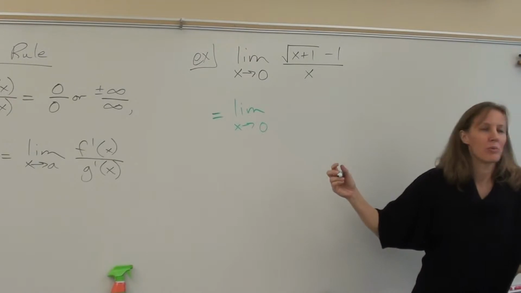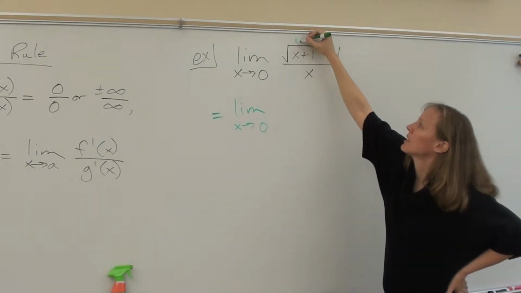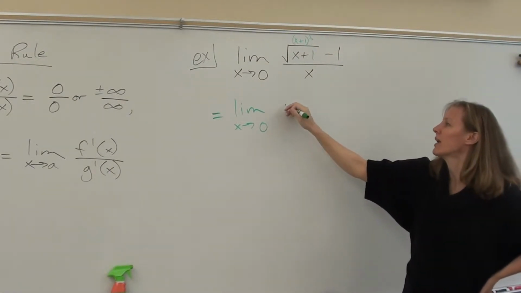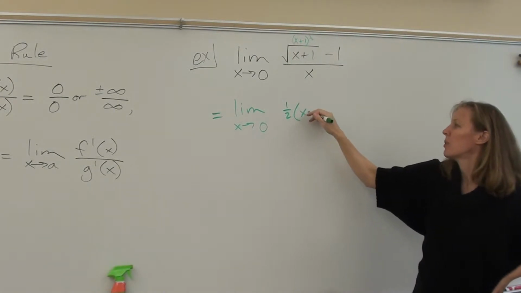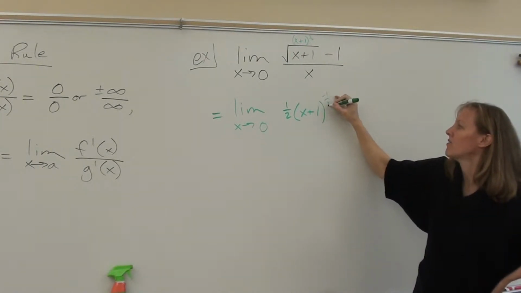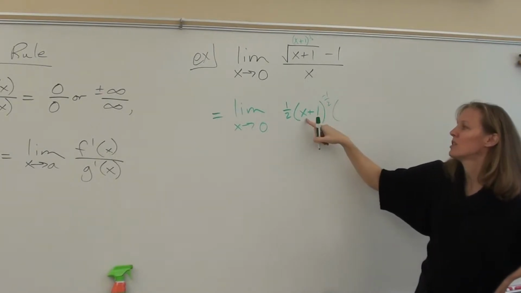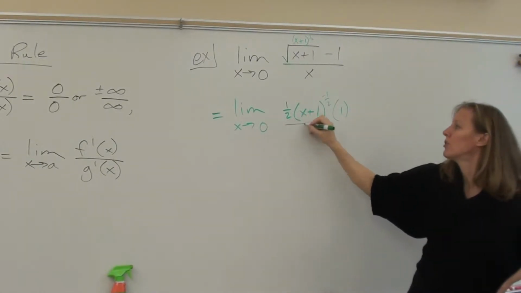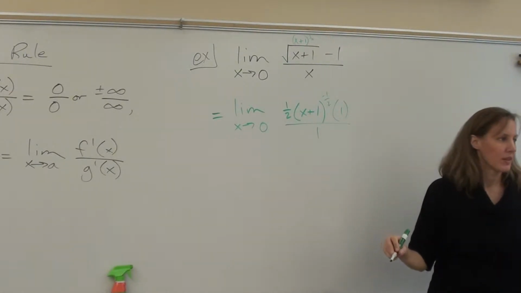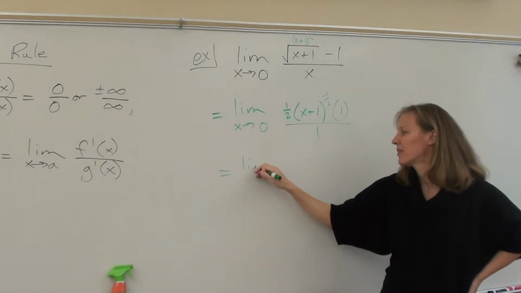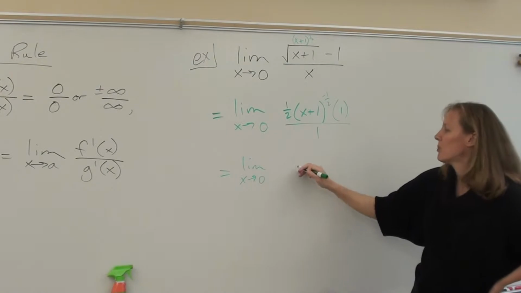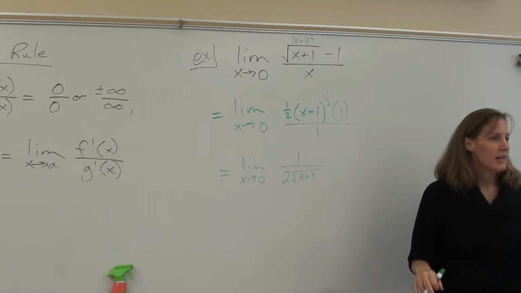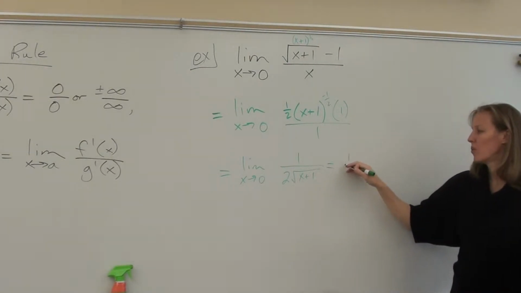Okay, in order to do the top derivative, I would have to rewrite this x plus 1 as x plus 1 to what power? 1/2. So my derivative, I get 1/2 times x plus 1 to the negative 1/2, times, what's the derivative of the inside? 1, right? What's the derivative of 1? 0, over what's the derivative of x? 1. Let's clean it up. So we end up with 1 on top over 2 root x plus 1 on the bottom. We plug in the 0, and what's the limit? 1/2.